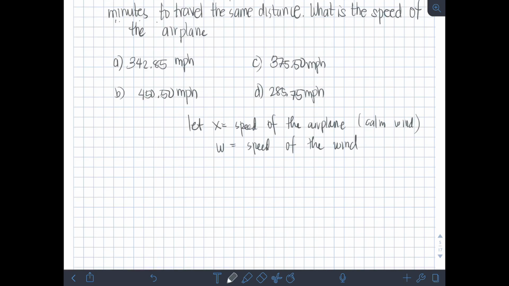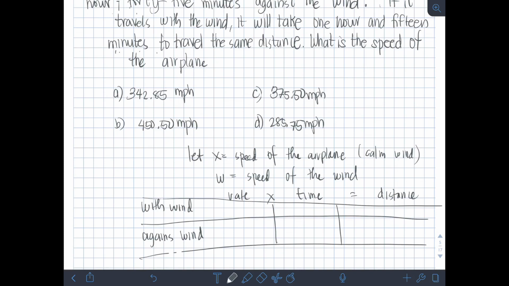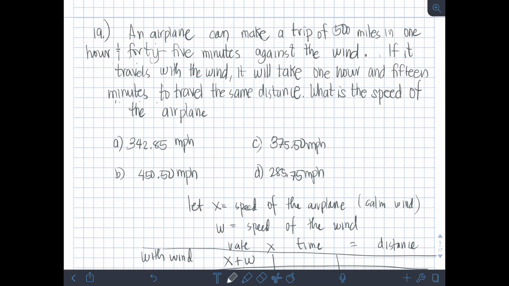Okay, so kapag with the wind, gawa tayong table, with the wind and against wind. So rate times time equals distance. So kapag with the wind, ang magiging rate nung airplane ay x plus w kasi sasabay siya dun sa direction ng wind. Kapag against the wind naman, ma-minus mo kasi magka-opposite sila. So, x minus w. So, yung time daw kapag with the wind, 1 hour and 15 minutes.